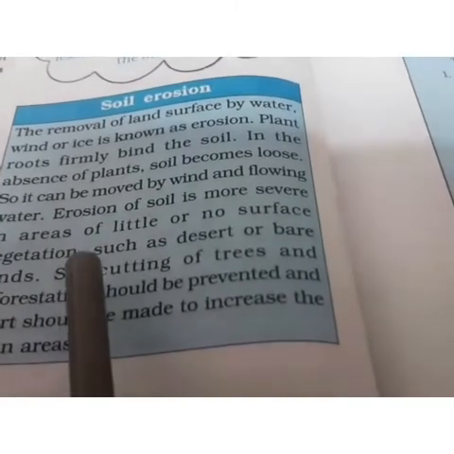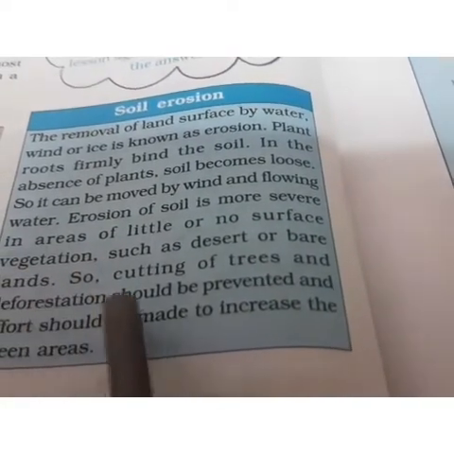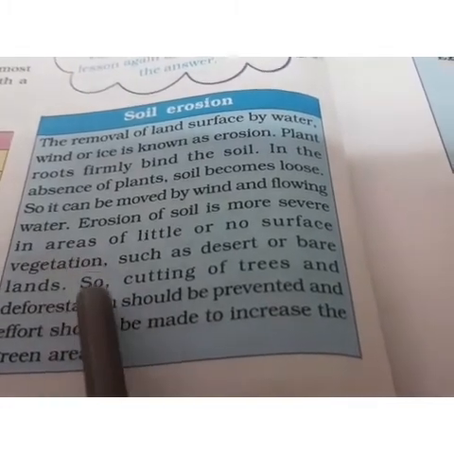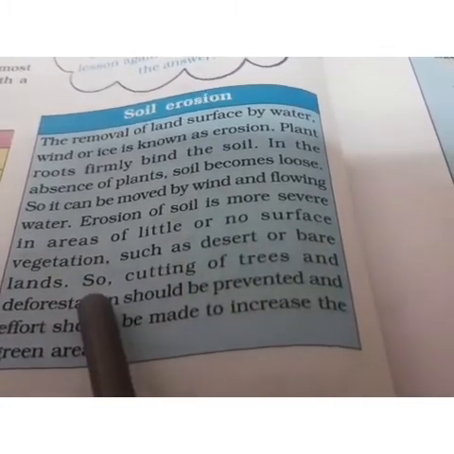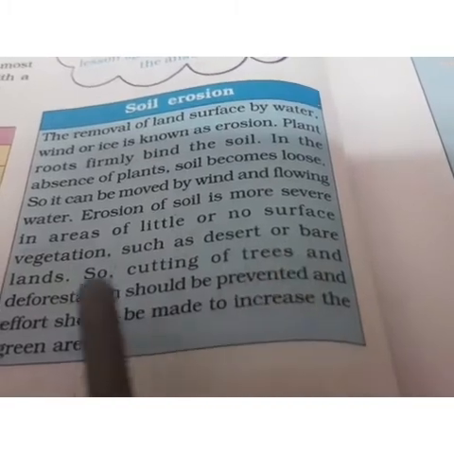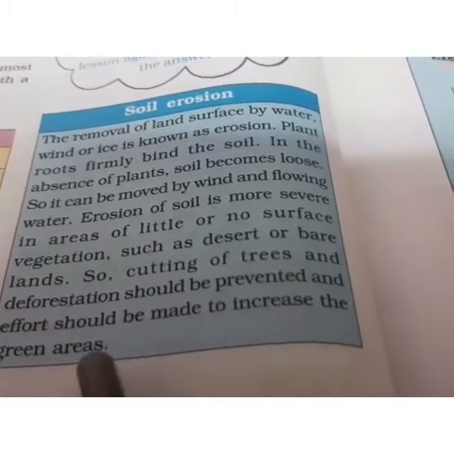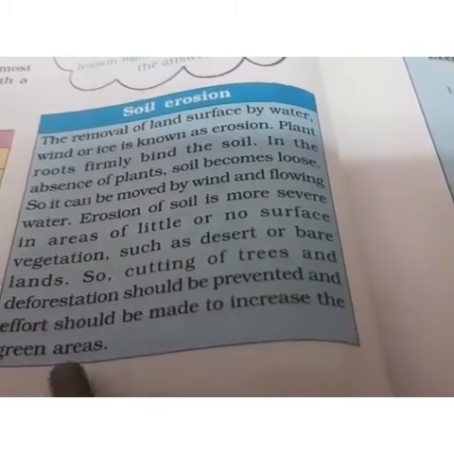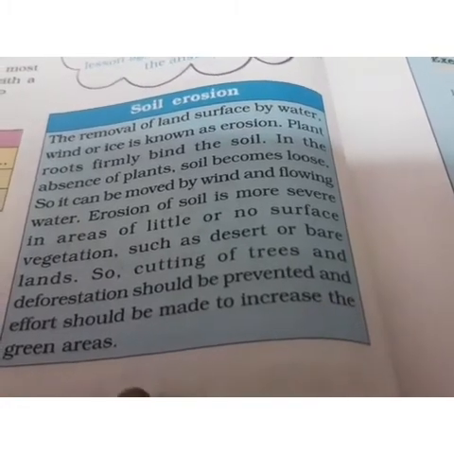Erosion of soil is more severe in the areas of little or no surface vegetation, such as deserts or bare lands. So cutting of trees and deforestation should be prevented, and effort should be made to increase the green areas.